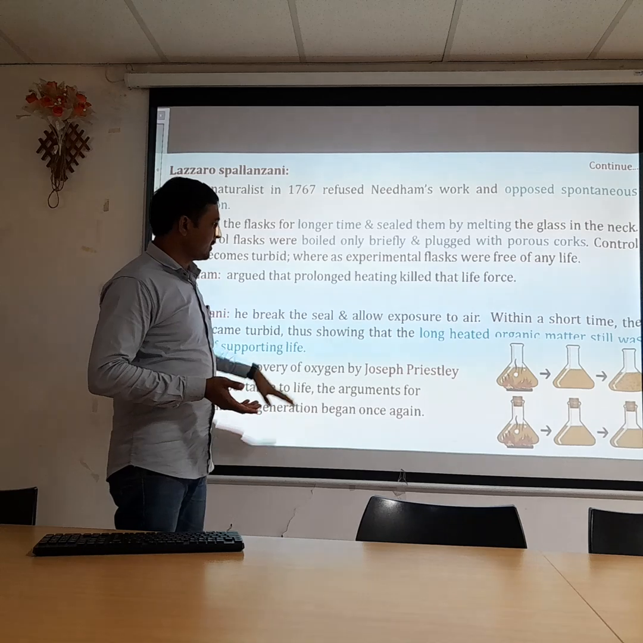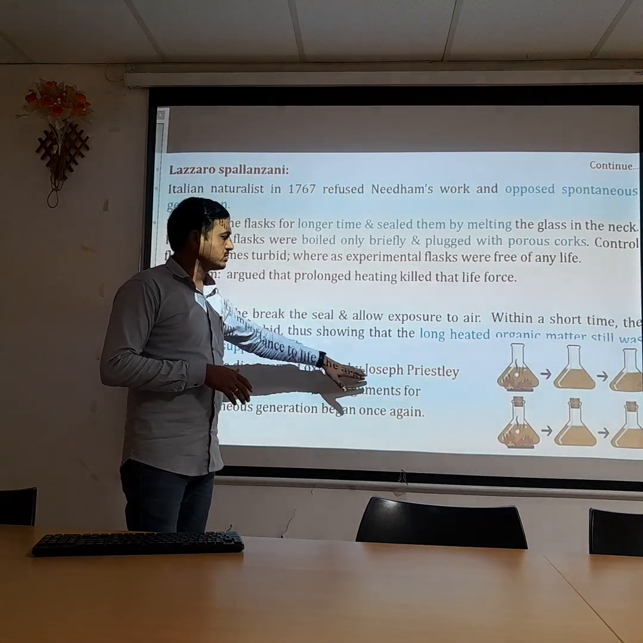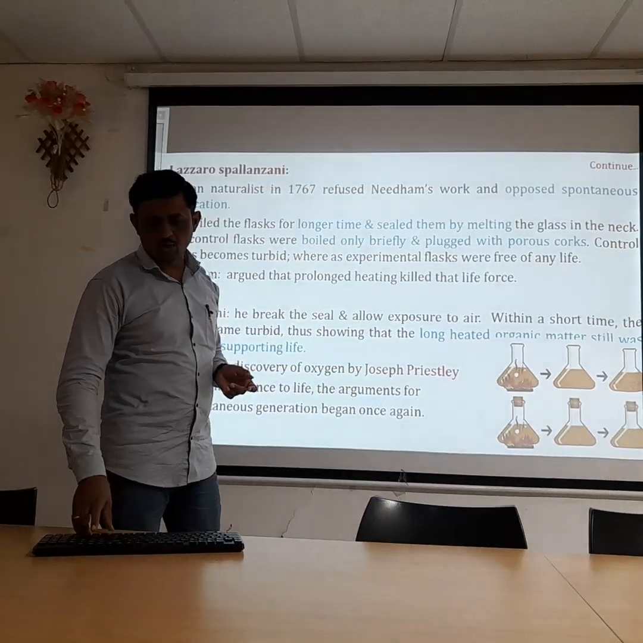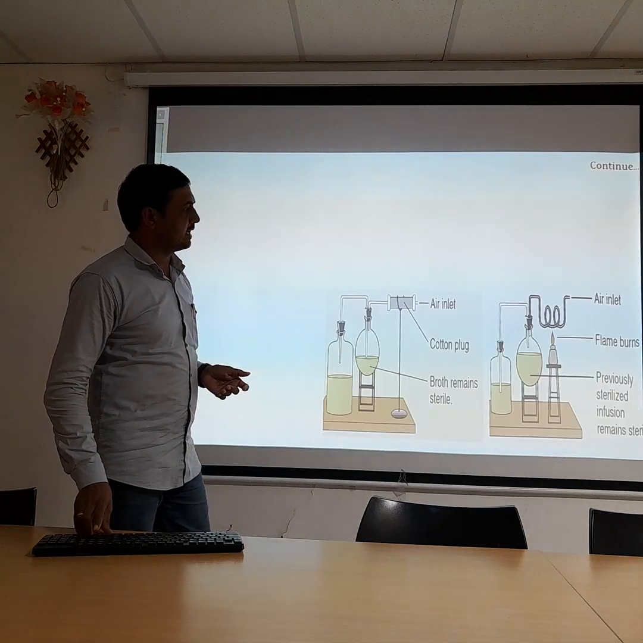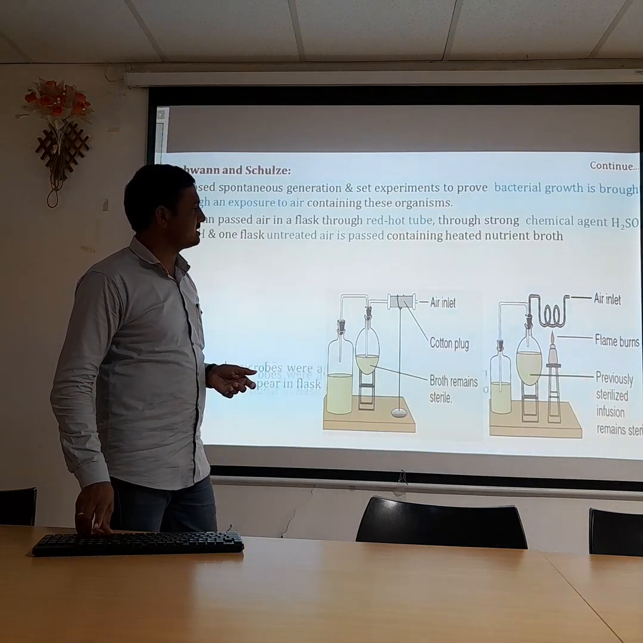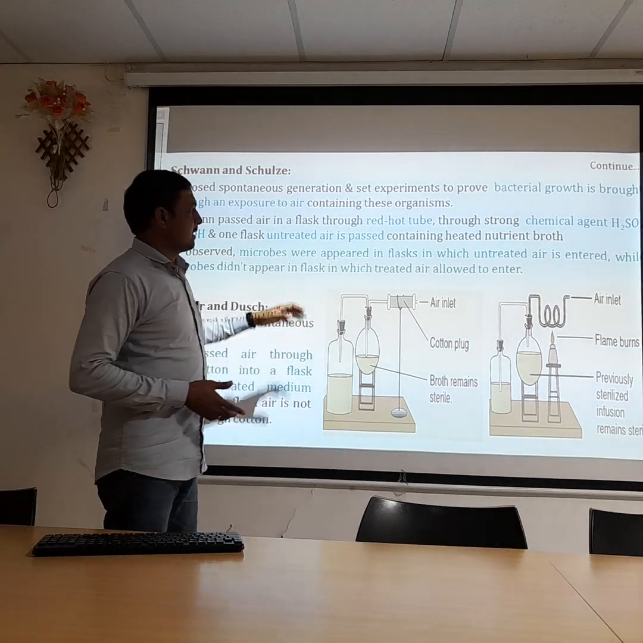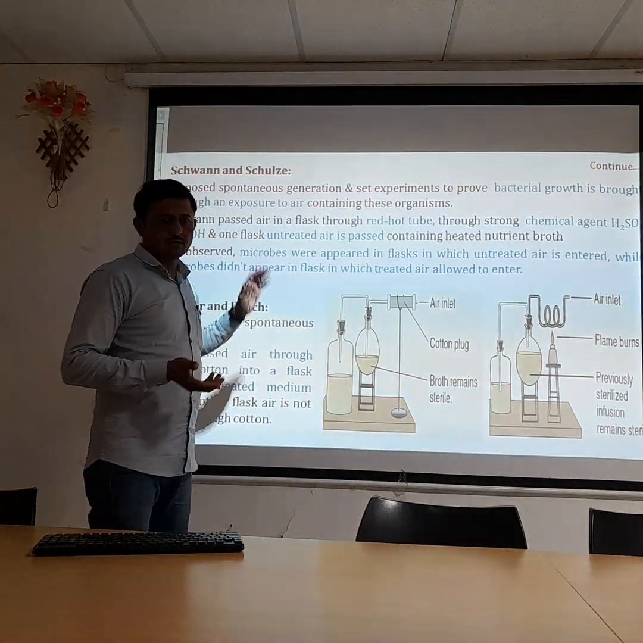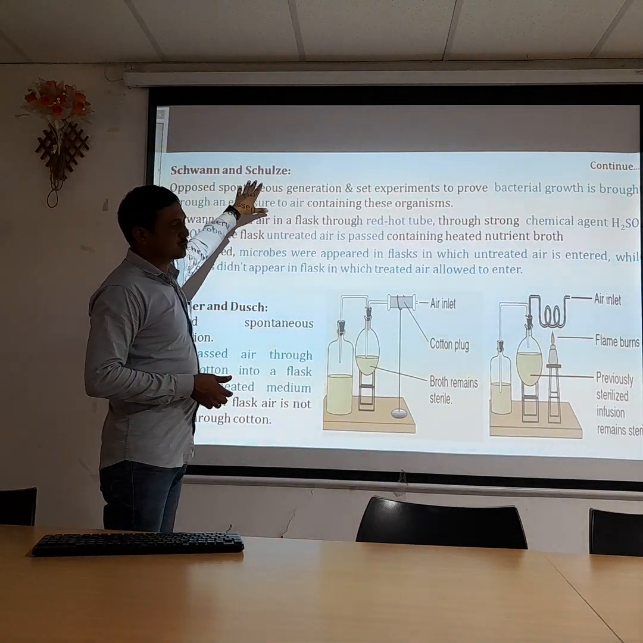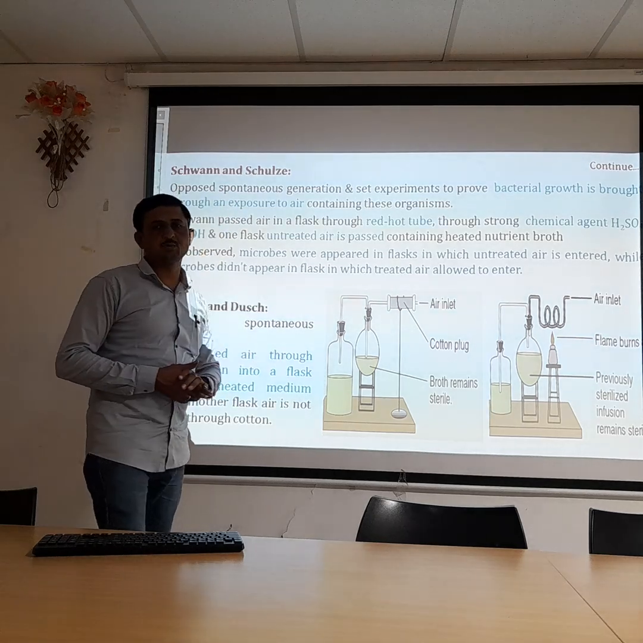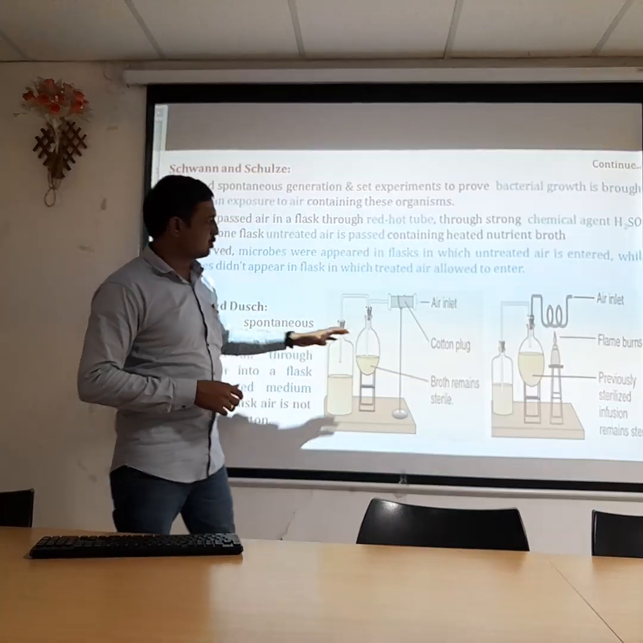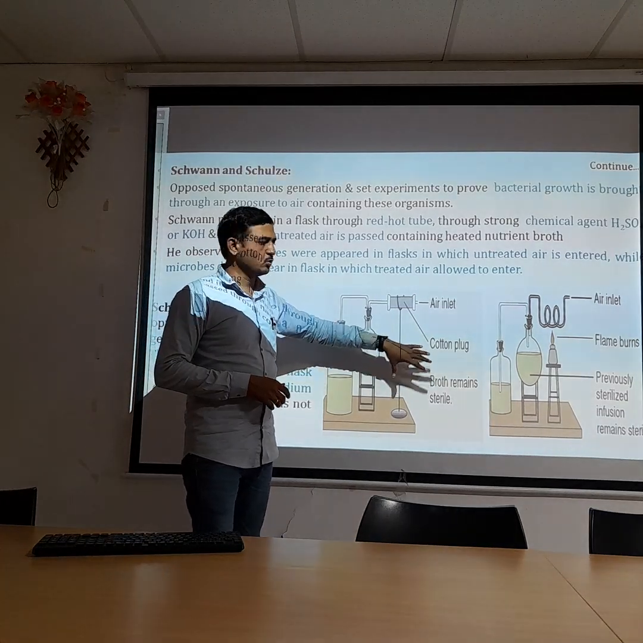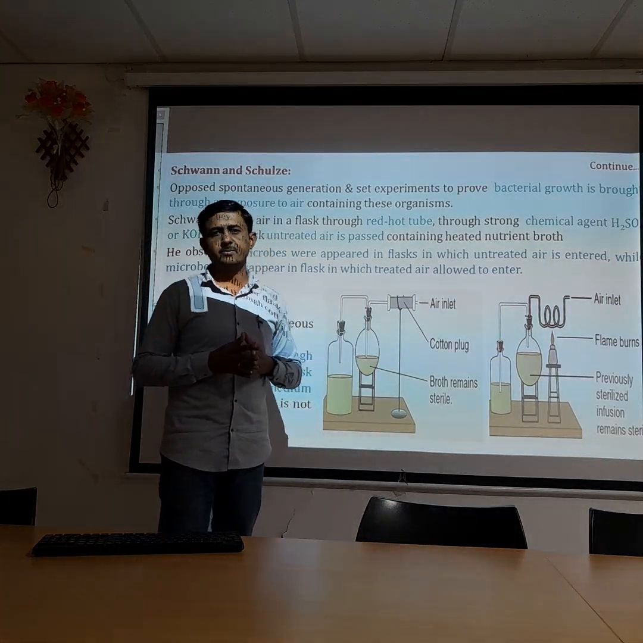At that same time, Joseph Priestley also discovered oxygen, which is helpful for respiration, and the controversy over spontaneous generation started again. Two scientists, Schwann and Schroeder and Dusch, opposed spontaneous generation. To disprove the theory of spontaneous generation, they set up separate experiments.